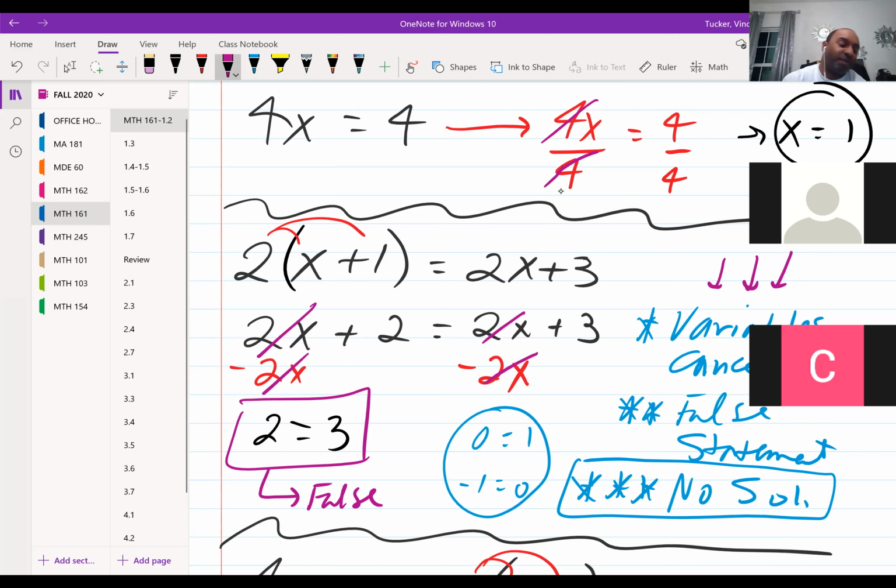And once again, I emphasize false statement because notice I didn't say when you end up with 2 equal to 3, because if you would have solved a certain way, you could have gotten 0 equal to 1, or you could have gotten negative 1 equal to 0. Either way, all three of those are false statements. Whether it's 2 equal to 3 is false, 0 equal to 1 is false, negative 1 equal to 0 is still false. So when your variables cancel out completely and you end up with a false statement, your answer is no solution.